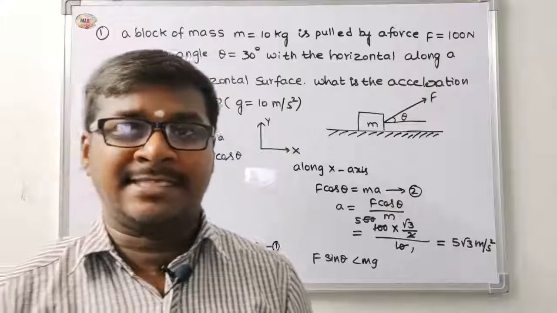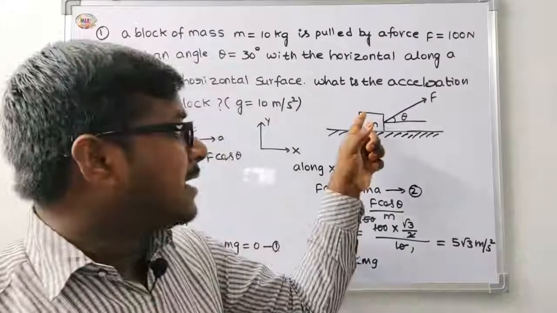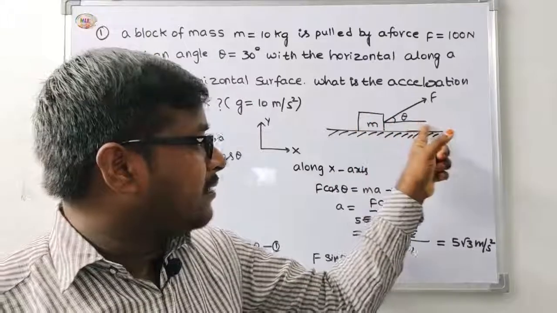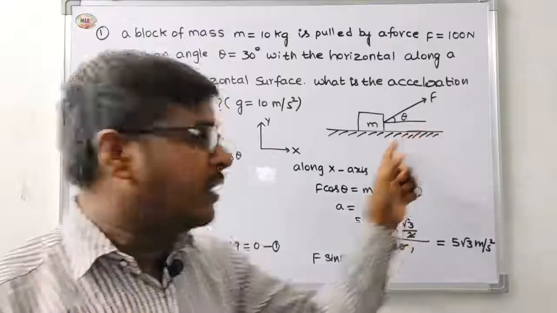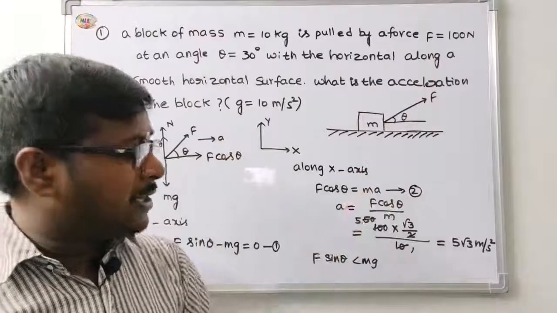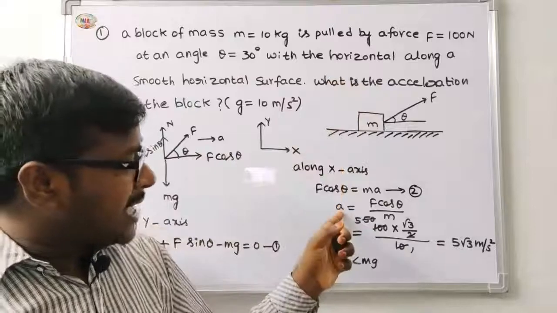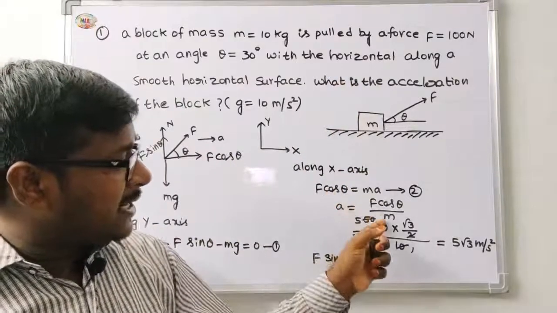Along the x-axis, F cos theta is equal to the acceleration. The force is acting in the forward direction, and the acceleration is also in the forward direction. So F cos theta is equal to ma. That is equation number 2. In equation number 2, find the acceleration. Acceleration is equal to F cos theta by m.